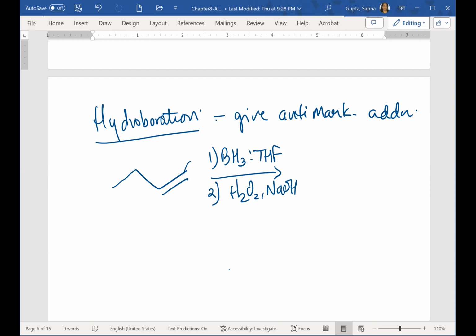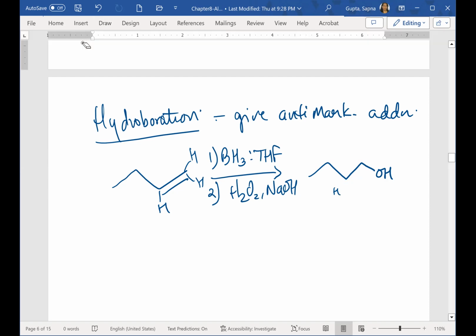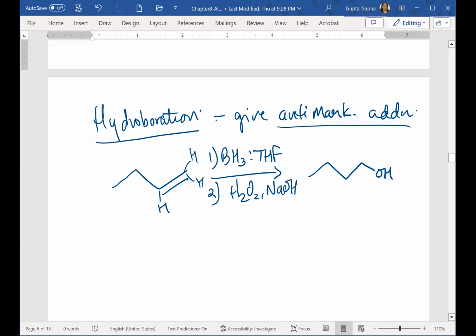So now remember, this hydrogen is on the carbon with more hydrogen. So now your alcohol is actually going to go here, and your hydrogen will go to the carbon with less hydrogen. So this is the hydrogen that has added to the carbon with less hydrogen. I'm going to remove the hydrogens, or at least this one there. So this is anti-Markovnikov.